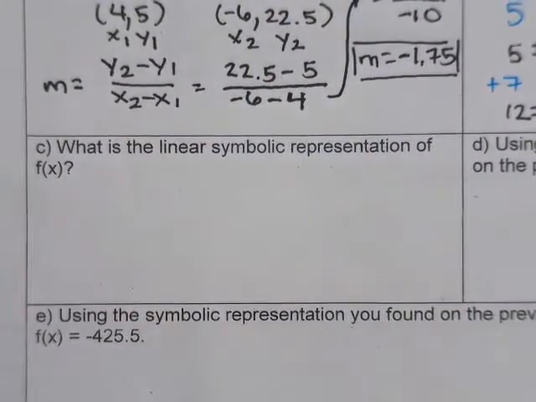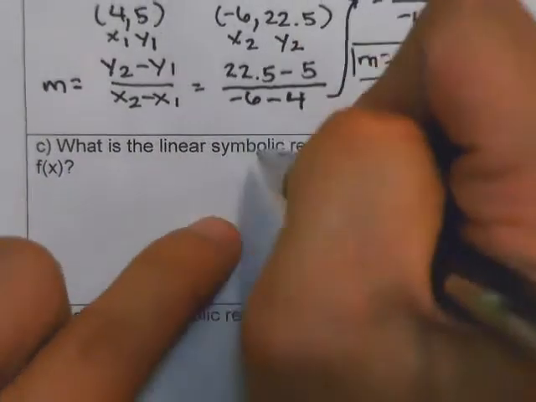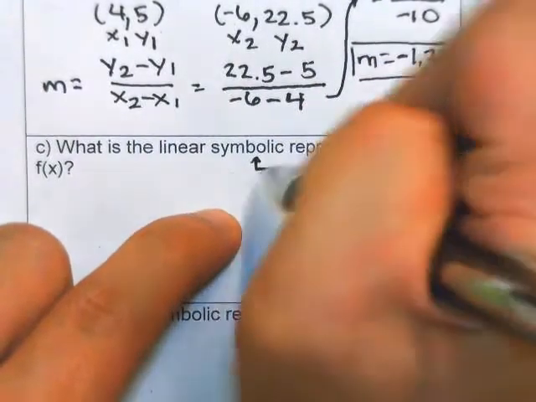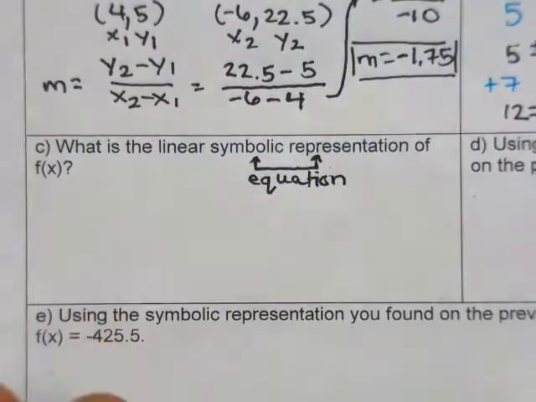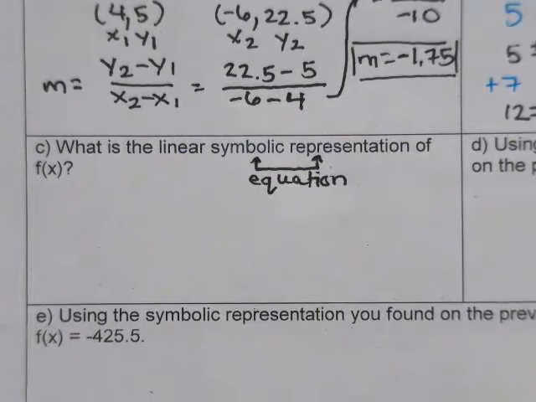We're moving on to part C now. What is the linear symbolic representation of f of x? It's such a huge word that just means equation. So when you guys see the words symbolic representation, it just means equation. Symbolic meaning all of the x's and the letters that you're going to use.